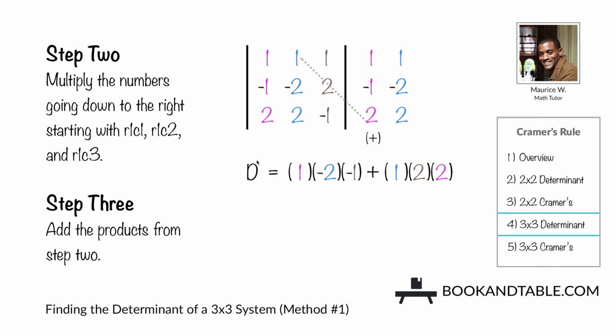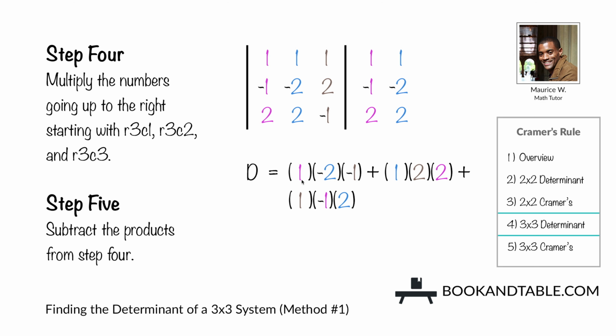And then we repeat this process one more time, starting at R1C3. So we stay in the first row, but now we move over to the third column. And again, we multiply going down to the right. So each time we're going down to the right, we go down one row and over one column. This time we have 1 times -1 times 2. And for all three of these, they're all preceded with a positive sign. So those are step 2 and step 3.